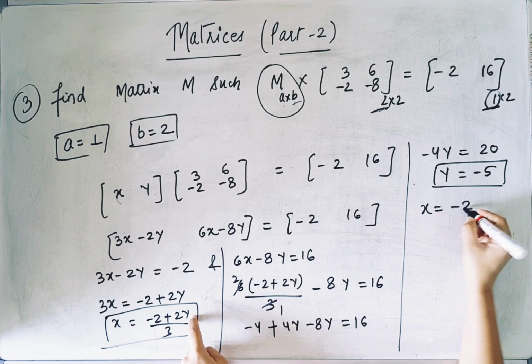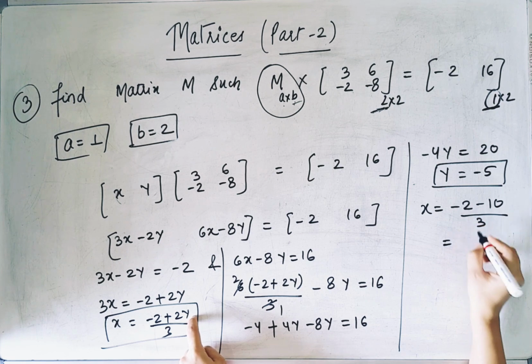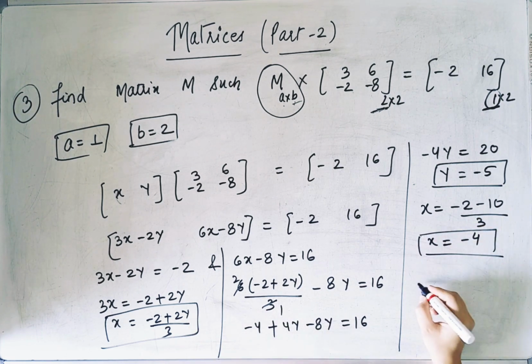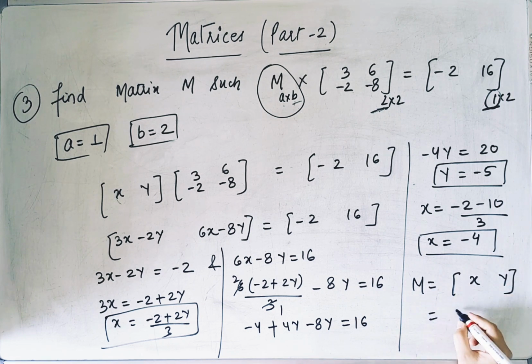Putting y is equal to minus 5 over here. So x will be what? Minus 2 minus 10 by 3. That is minus 12 by 3. So that will be what? Minus 4. So the matrix M is what? We have considered x, y. X is minus 4. Y is minus 5.